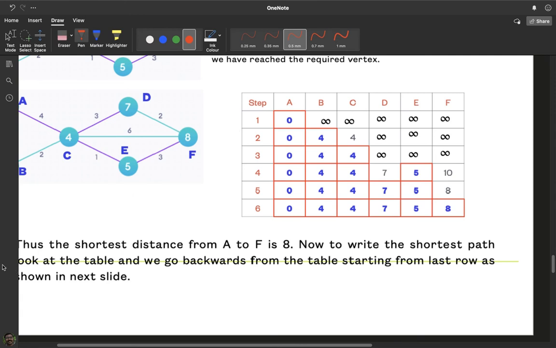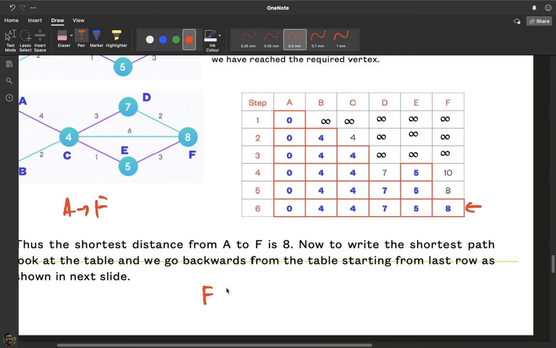So we need to find the path from A to F. I'll first go to the last row of the table. Look at the vertex which is being assigned the permanent label in the last row. Which vertex is being assigned the permanent labeling? It is F, because all the other vertices have been assigned permanent labels earlier. So first I will write F.